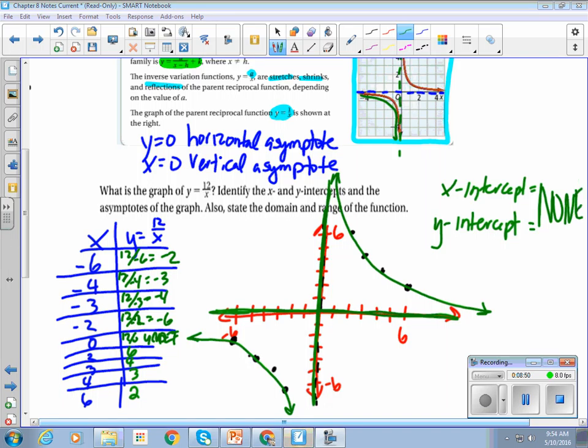No x, no y-intercept. I have the same asymptotes as I do for the parent function. So y equals 0 is my horizontal asymptote, and x equals 0 is my vertical asymptote. And I'm abbreviating.